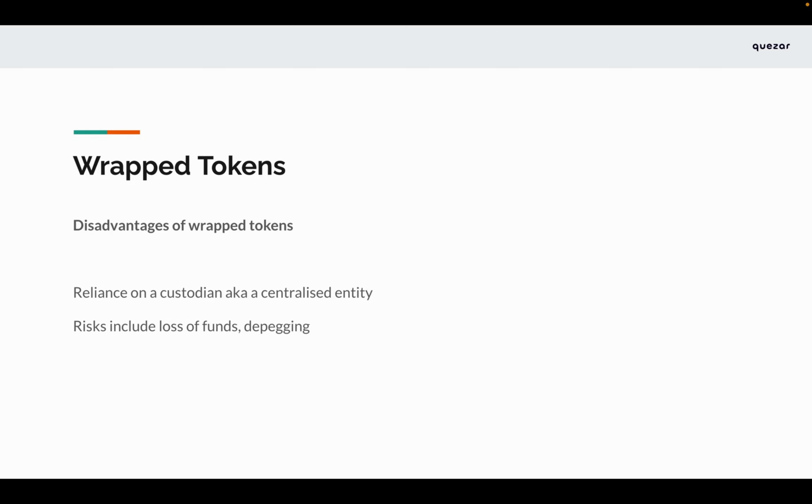There are some disadvantages of wrapped tokens as well. The main disadvantage is that we have to rely on a custodian that is also a centralized entity. This automatically brings a few more disadvantages, which include the risk of losing funds because of any hack or malfunctioning, and it also includes a risk of depegging. This generally happens when the price of the underlying asset is not equal to the price of the wrapped token. And mostly this happens because of some algorithmic error or some kind of market manipulation. So while wrapped tokens have some advantages, they have disadvantages as well.